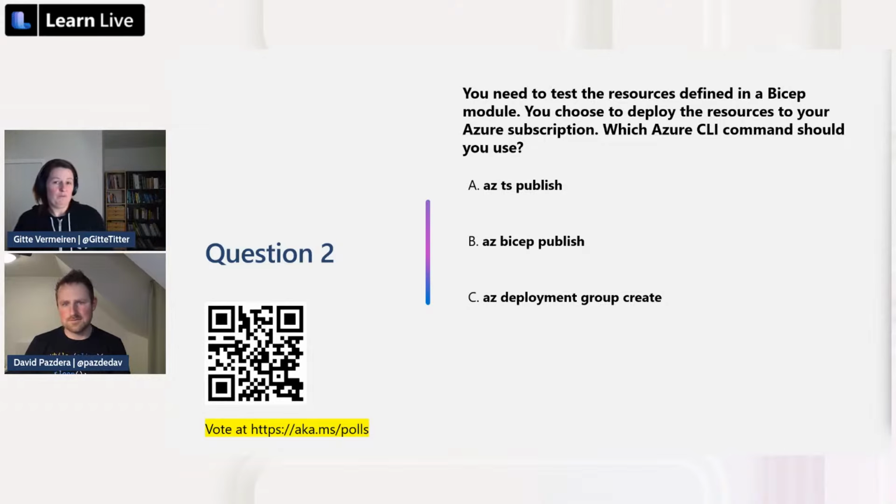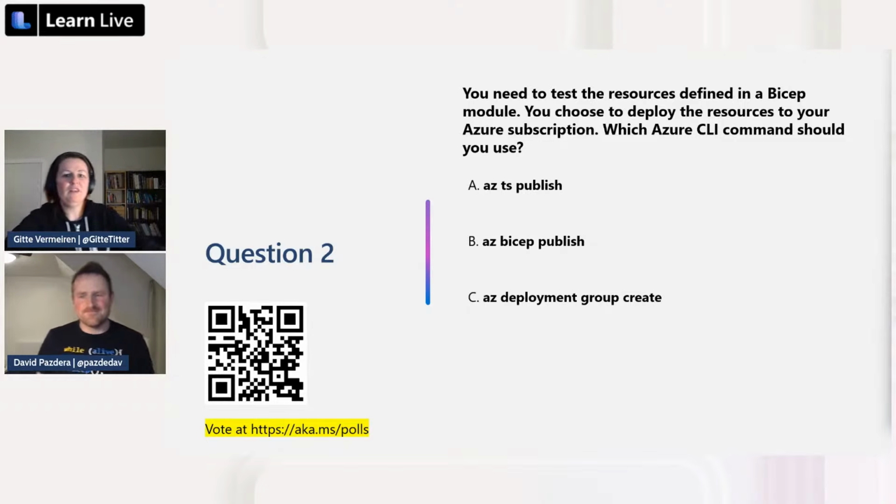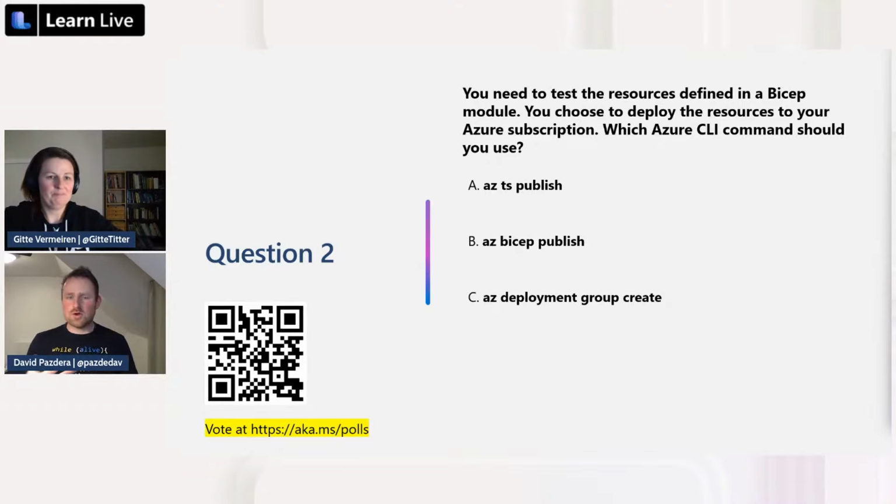David here as well, what do you think about answer option A? AZTS publish, would that deploy the resources to your Azure subscription? It sounds tempting, but the question is, like you said, about the consumer side. So I want to consume something that was already published. So it sounds not so intuitive that this command would really fix that. So I wouldn't really go for option A.